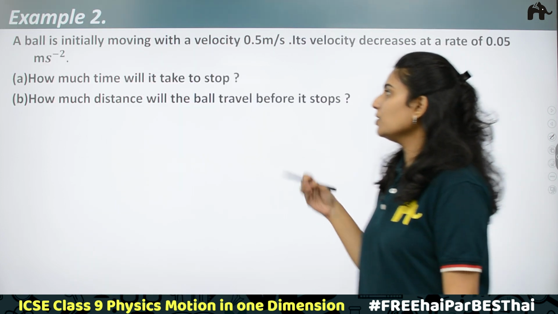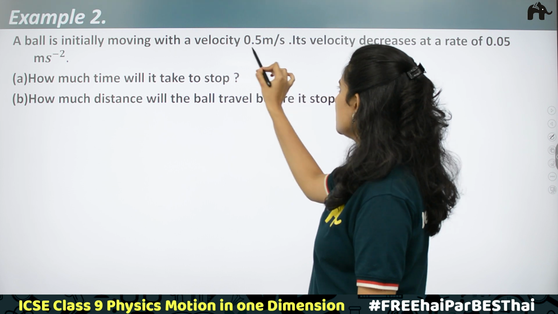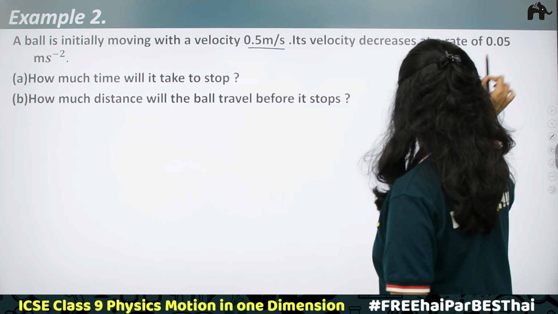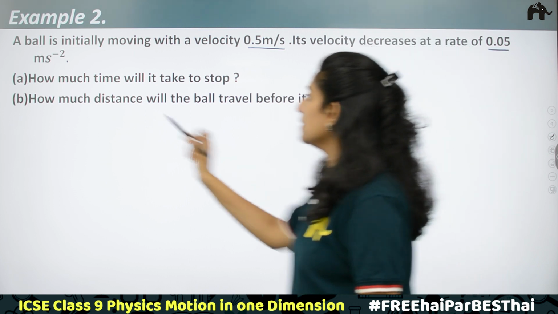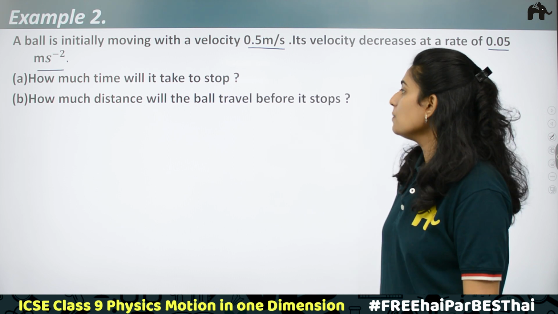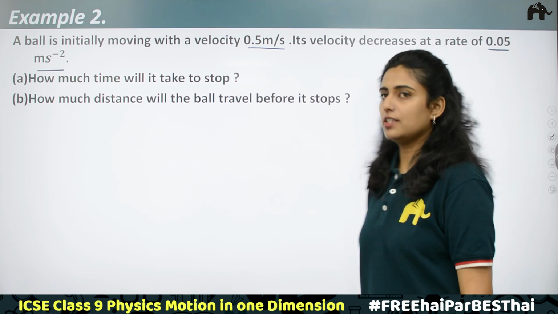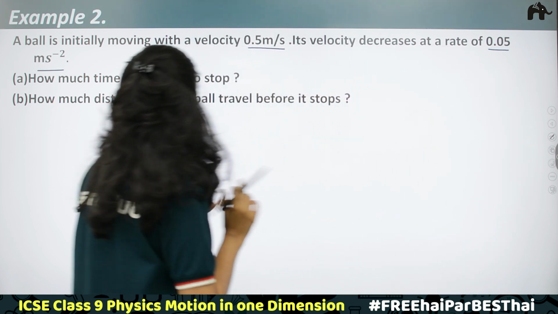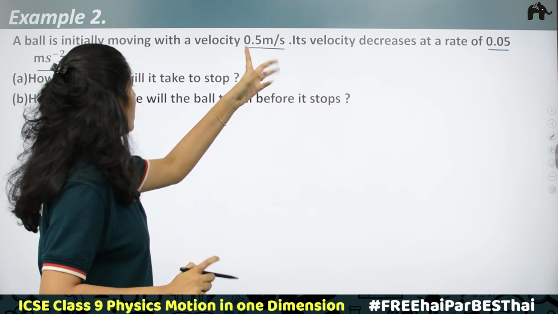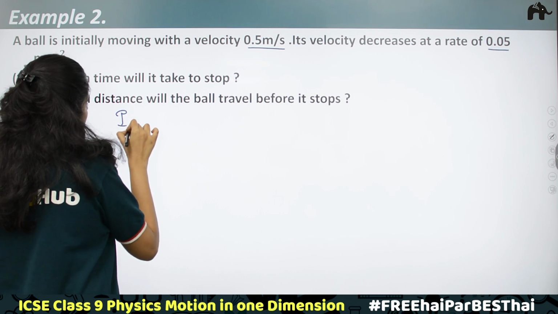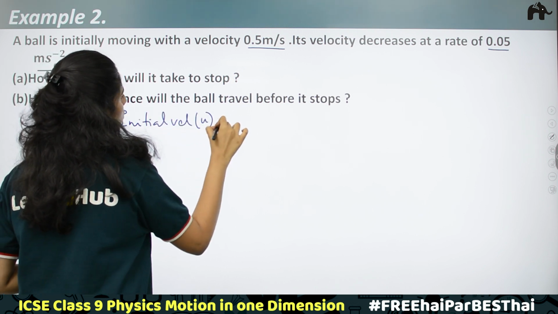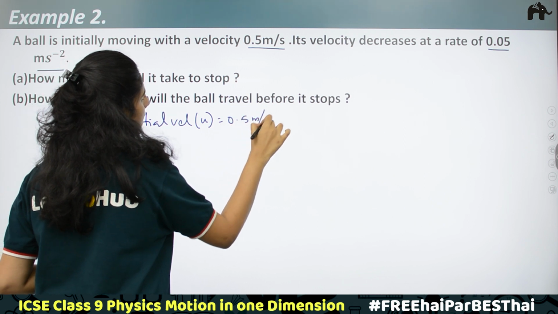Clear? Example 2. A ball is initially moving with a velocity 0.5 meter per second. Its velocity decreases at a rate of 0.05 meter per second square. How much time will it take to stop? Second, how much distance will the ball travel before it stops? So, what are the quantities given? Here we are given the initial velocity, which is 0.5 meter per second. Initial velocity u is equal to 0.5 meter per second.